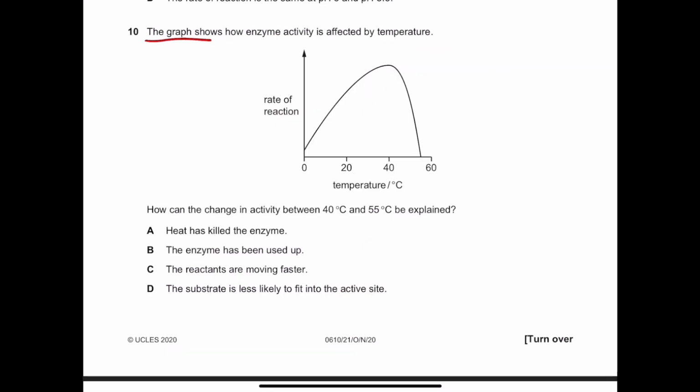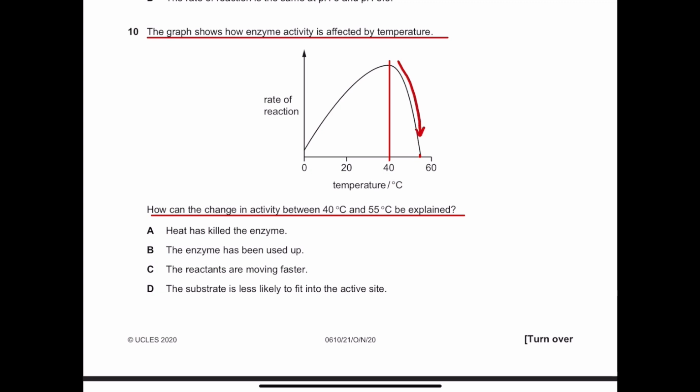Number 10. The graph shows how enzyme activity is affected by temperature. How can the change in activity between 40 degrees Celsius and 55 degrees Celsius be explained? So 40 and 55 is around here. The activity change between 40 and 55 is that the rate of reaction is decreasing dramatically, right?